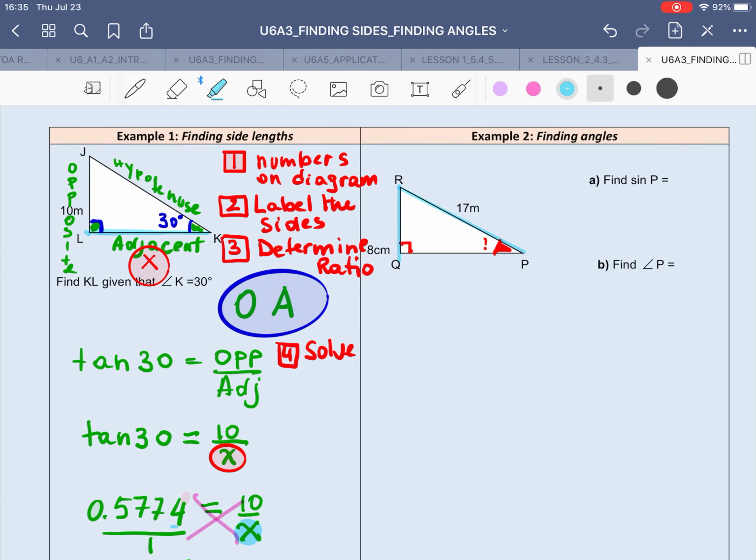Okay? And then I'm thinking, what's the next step? Refer to this. So all the numbers now are on the diagram. We need to label the sides. Now, in the previous example, we labeled the sides based on the angle given. Guess what? Here, we need to label the sides based on the angle required, because this required angle, when you think about it, has to be in the formula that we choose to solve for the particular angle. So I'm going to label the sides.